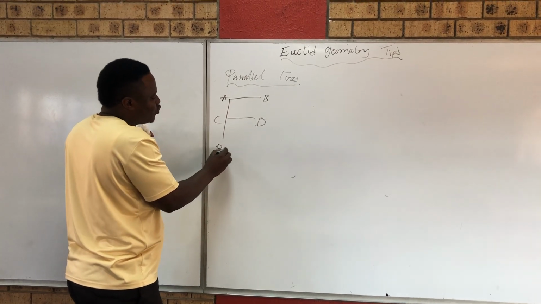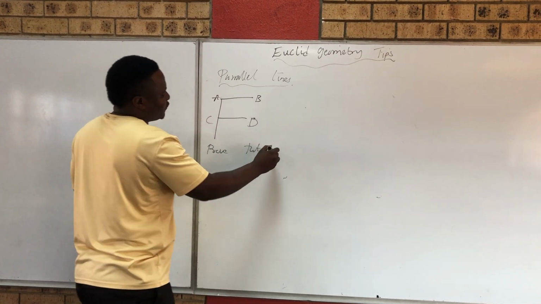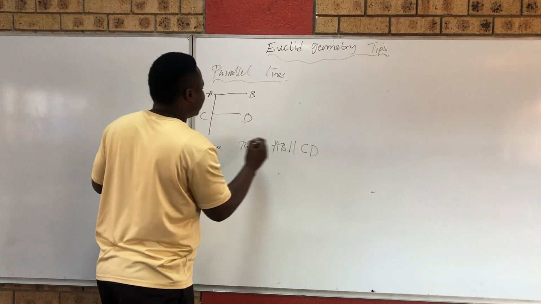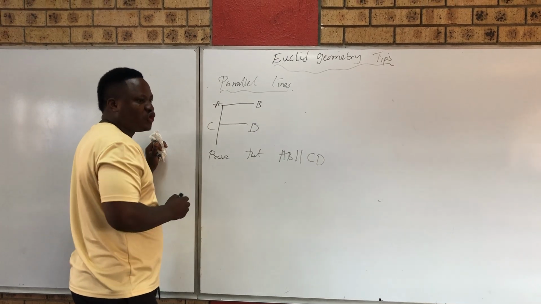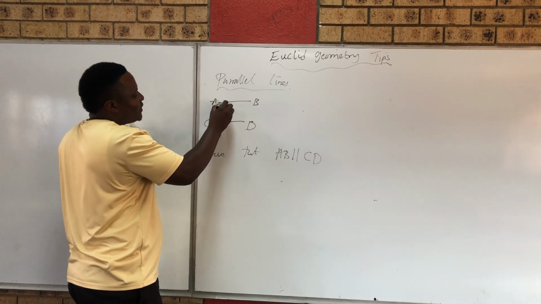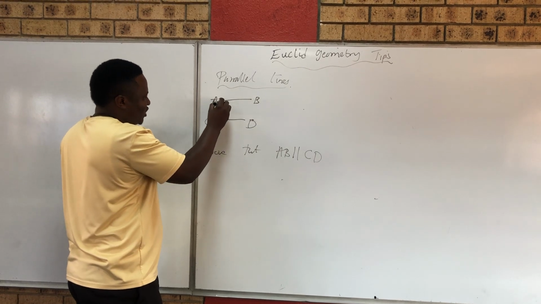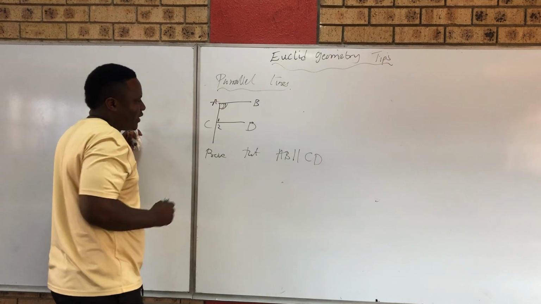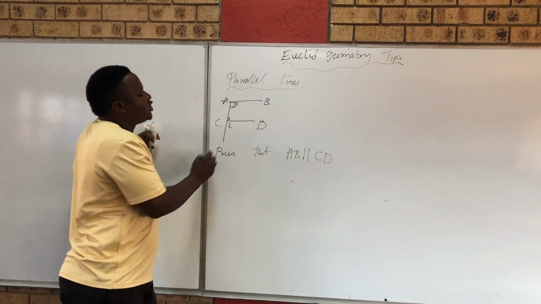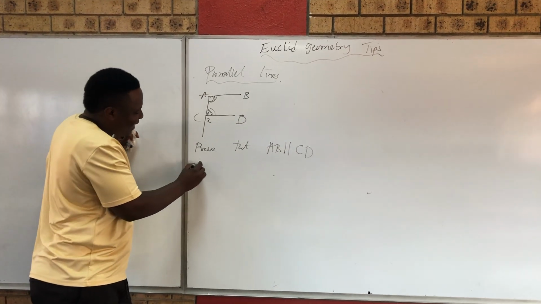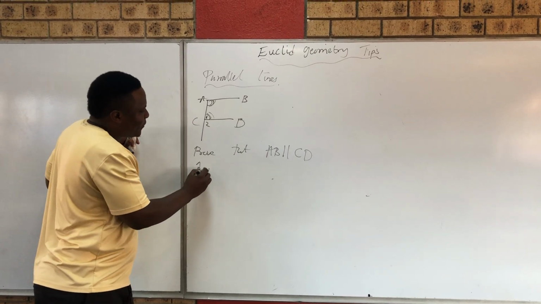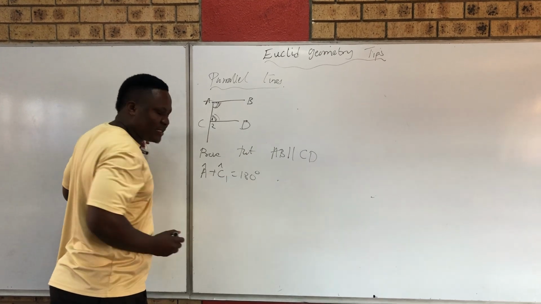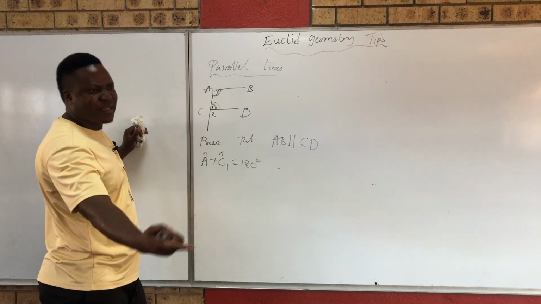And they say prove that AB is parallel to CD. Then what you can show is this angle A, let's call this angle A. You can call C1 and C2 because you have two angles. So from there, if you can show that angle A plus angle C1 equals 180 degrees, given that, or maybe you are given some angles.